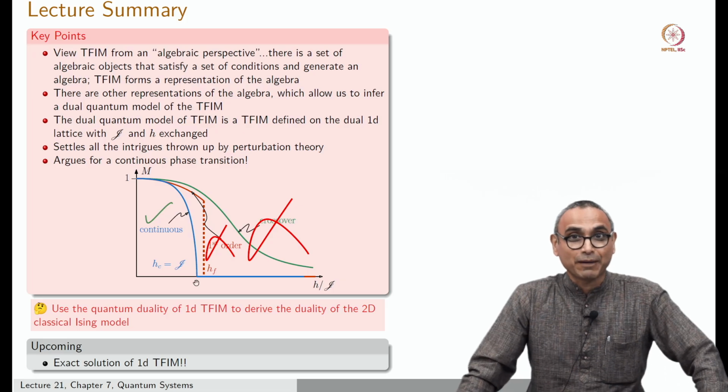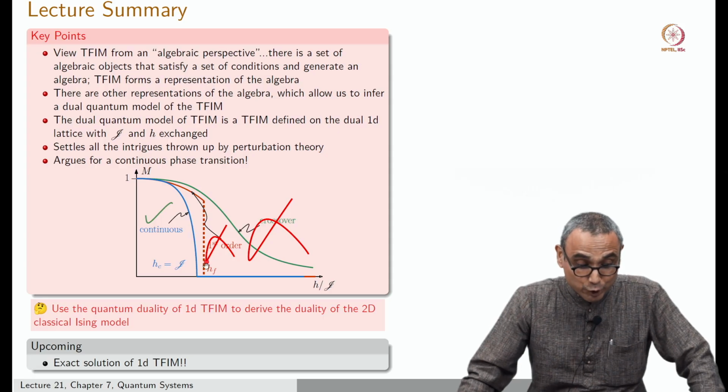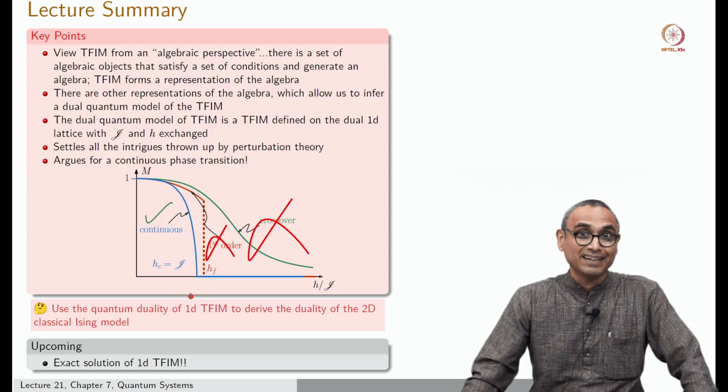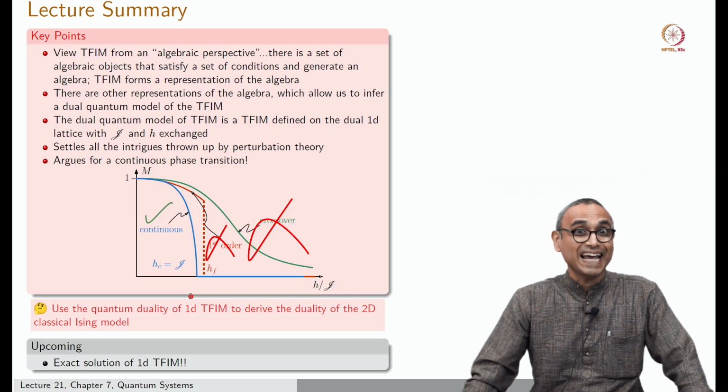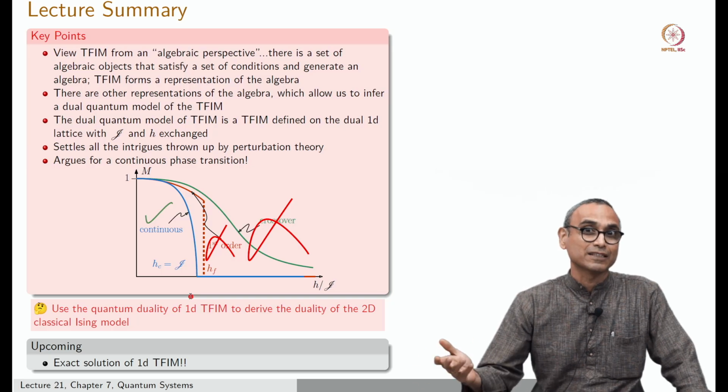Okay, so what's coming up next? I am in fact going to show you that this transition is continuous, and I am going to show you an exact solution of the transverse field Ising model in 1 dimension. Exact meaning analytical solution of this problem. This is what we will do in the next few lectures, and I look forward to seeing you there.